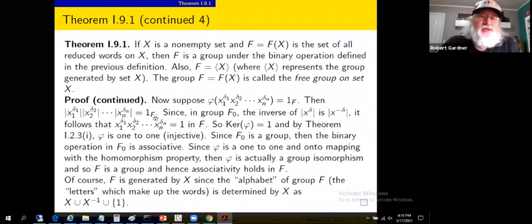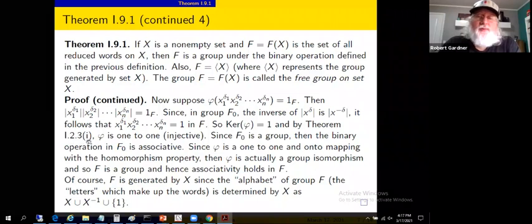So if we get this to reduce to the identity mapping, we must have this product reduce to the identity in F. In other words, the only thing mapped to the identity by this mapping phi is the empty word, the identity in F. The kernel of phi is the identity in F, the empty word. So if the kernel consists only of the identity, then we've got ourselves a one-to-one mapping.